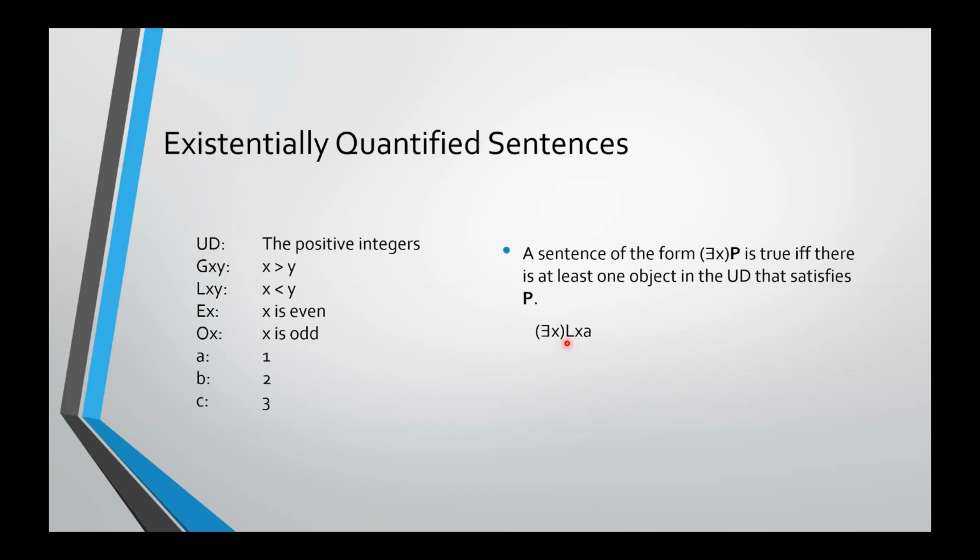If you have there is an x, Lxa, remember, this is strictly less than. What this means basically is there is a number less than 1. There is an x such that x is strictly less than 1. This will be true if and only if there's at least one object in the universe of discourse that satisfies Lxa, in which that number is less than 1. 1 is the smallest of the positive integers, though, so this is actually false.